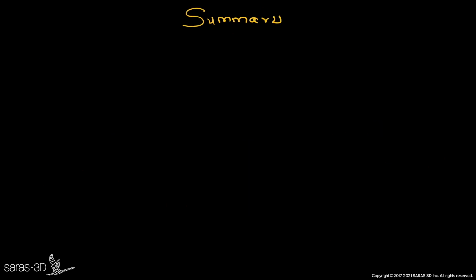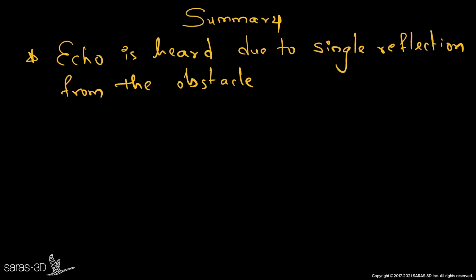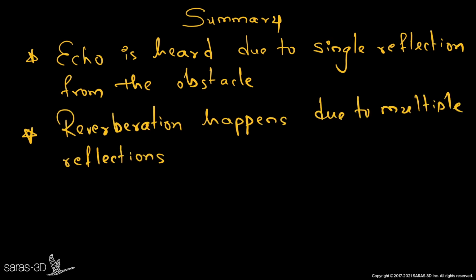We will summarize this video. Echo is heard due to single reflection from the obstacle. Reverberation happens due to multiple reflections. These are the two important applications of the reflection of sound, and we should be able to clearly distinguish them. This is all from this video.